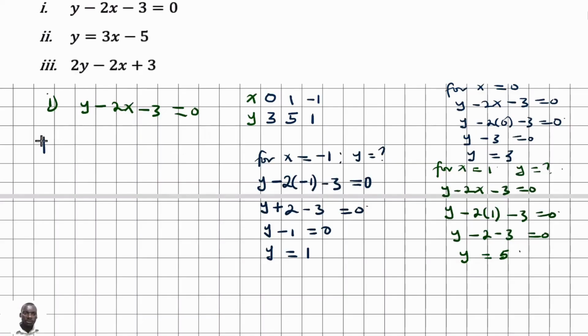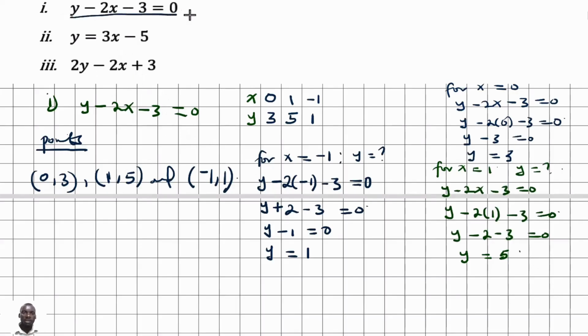For the points to plot, we can have 3 or a minimum of 2, but here we have 3. So we are going to plot 0, 3, then 1, 5, and also negative 1, 1, for us to come up with the line whose equation is y minus 2x minus 3 equals 0.